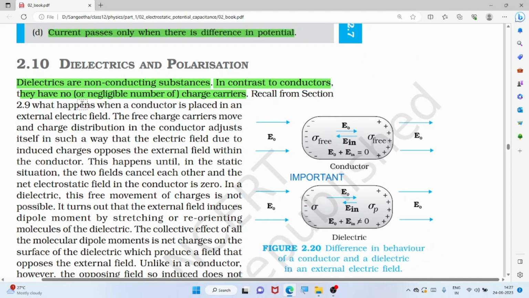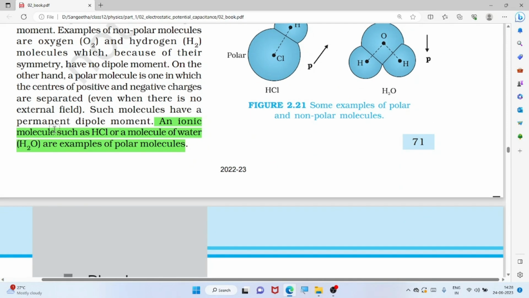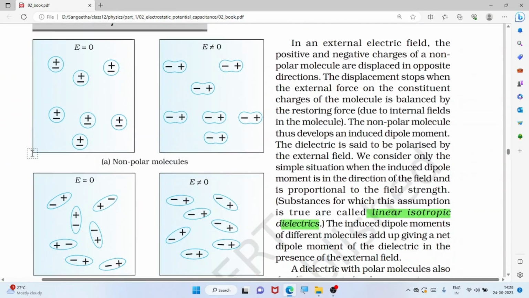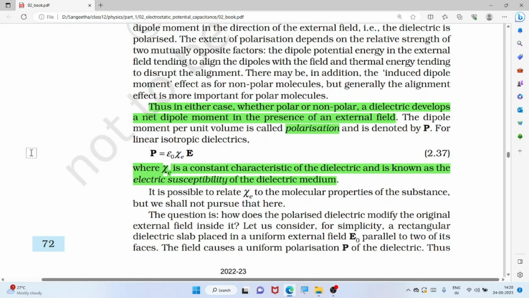Dielectric and polarization. Dielectrics are the non-conducting substances in contrast to the conductor. They have no or negligible number of charge carriers. Polar molecule and non-polar molecule. Polar are water and HCl, non-polar are hydrogen, carbon dioxide. A non-polar dielectric develops a net dipole moment in the presence of an external field.